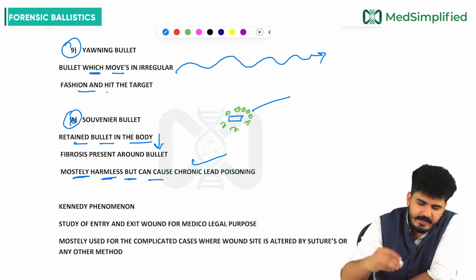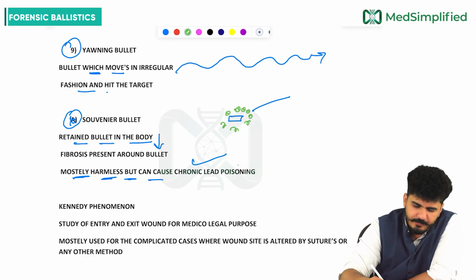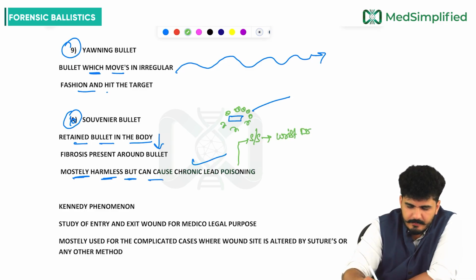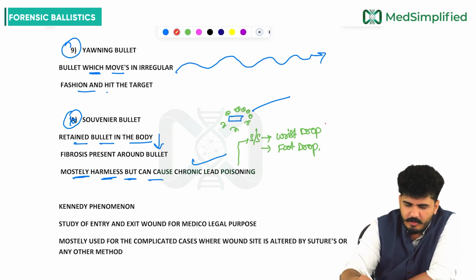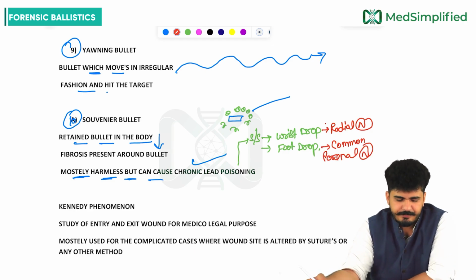And chronic lead poisoning signs and symptoms can include wrist drop and can involve foot drop. Wrist drop is happening because of the involvement of the radial nerve. Foot drop is happening because of the involvement of the common peroneal nerve, my dear friends.